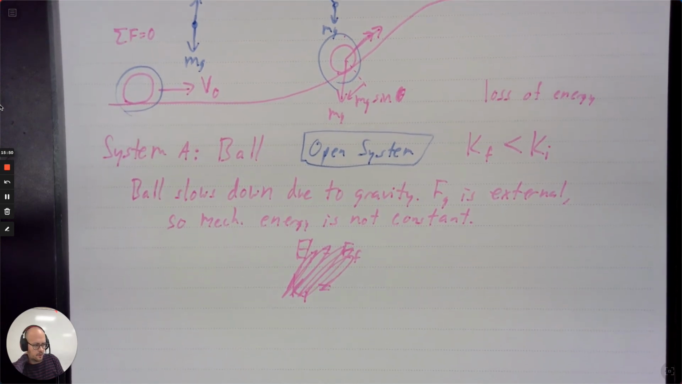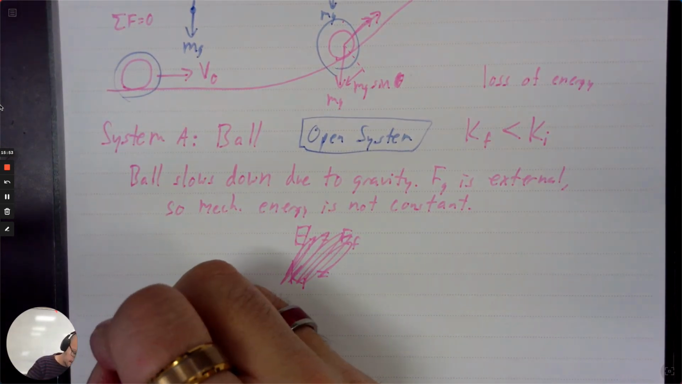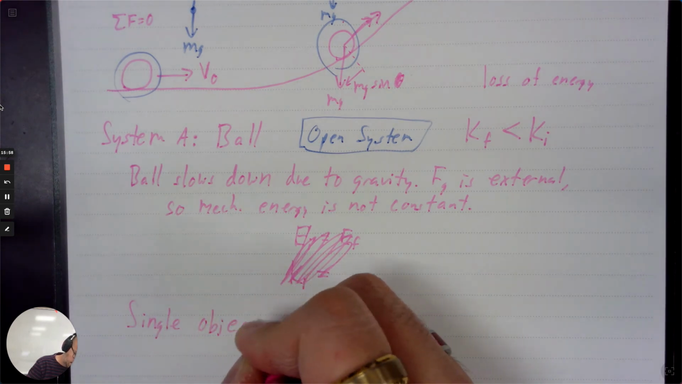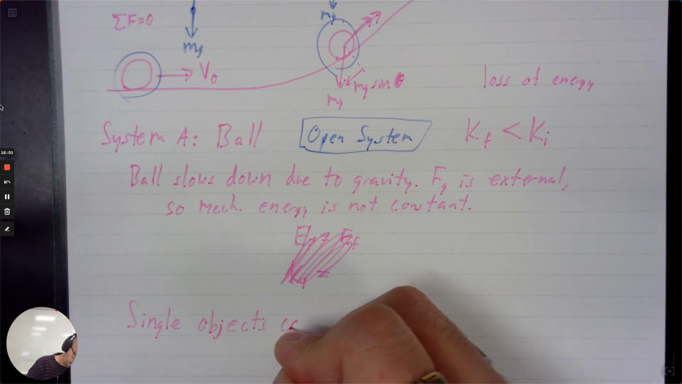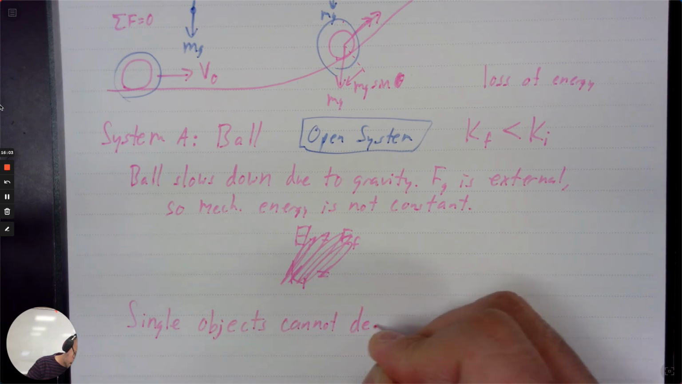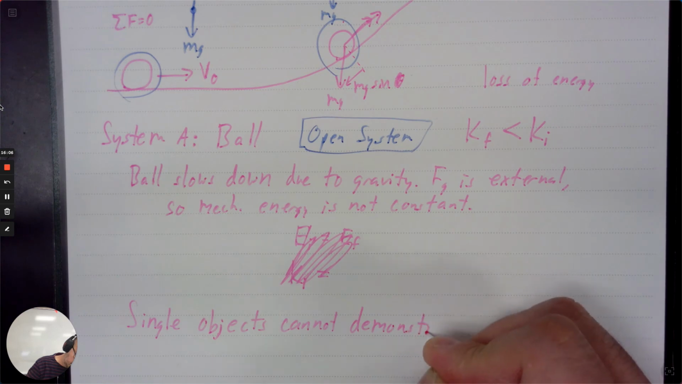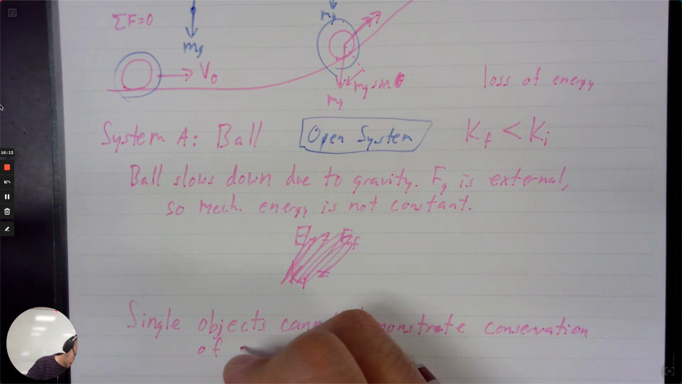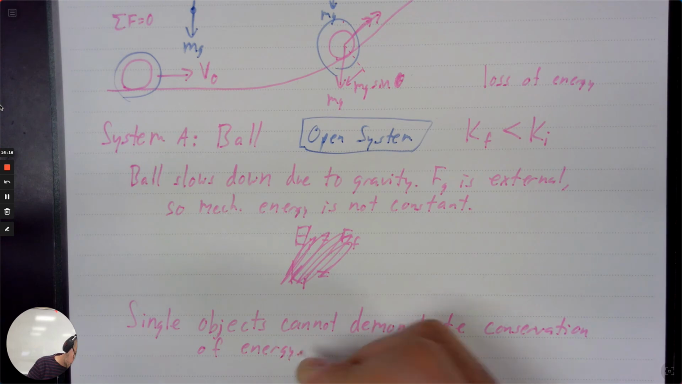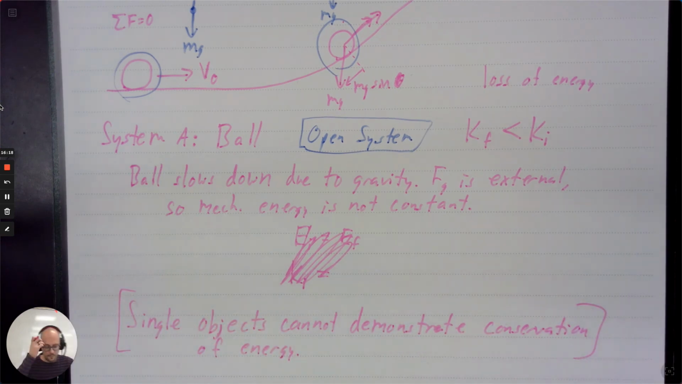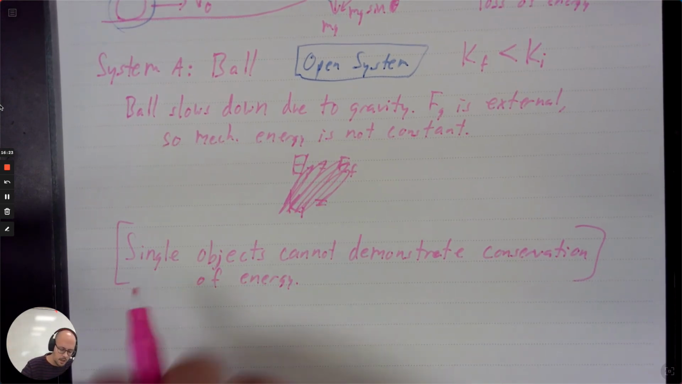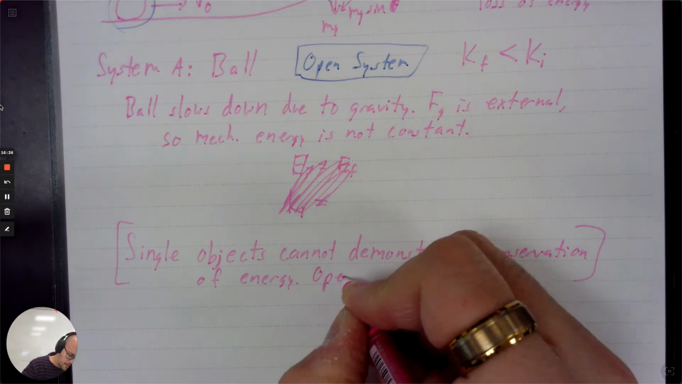And so I want you to understand that single objects cannot demonstrate conservation of energy. In order for there to be conservation of energy, there has to be more than one object in your system. So in other words, single objects are always open systems.